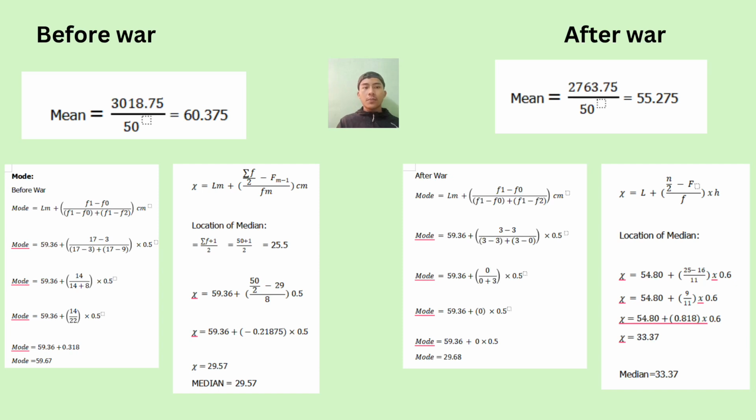Before the war, the mean stock price was $19.37, whereas after the war, it dropped to $55.27. The mode also shows a significant decline from 55, 59, $67 to 29, $68, and the median fell from 29.57 to 33.37, indicating that the most frequent prices were lower post-war.